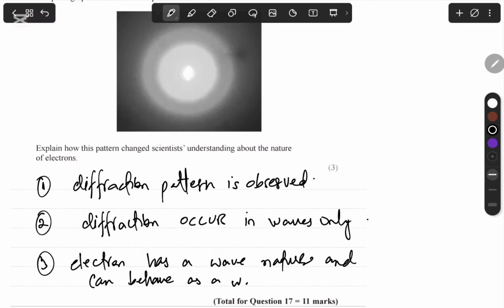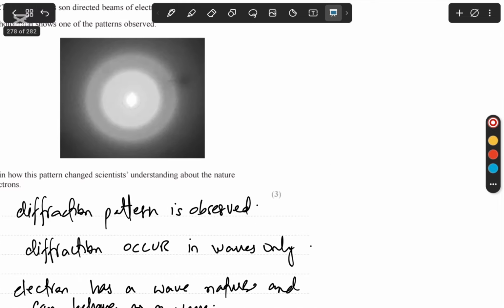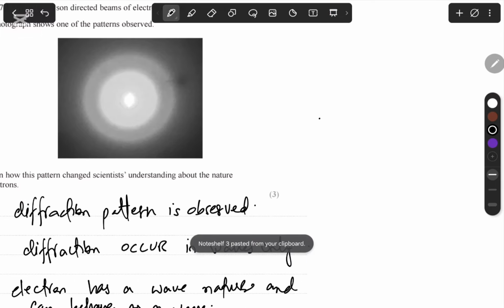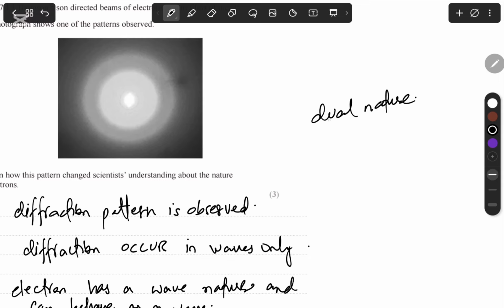as a wave. Now, before this, the scientists, they thought that electron was just a particle. But through these experiments, we came to understand that electron is not only a particle, but has a wave nature. It has a dual nature, right? Dual nature. We also call it the wave-particle duality.